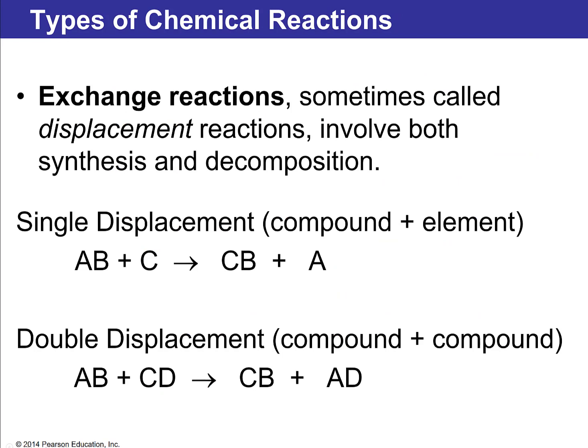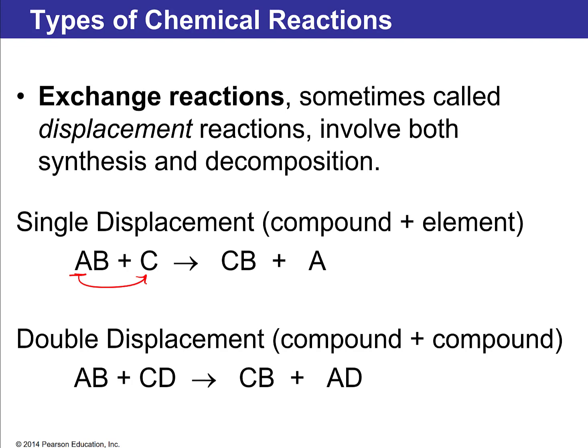A single displacement is where you have a compound and an element and you have one set of partners that swap. So in this one, A swaps with C. So if you have a compound and an element, makes a new compound with a different element, that's a single displacement. So it's just a single swapping.